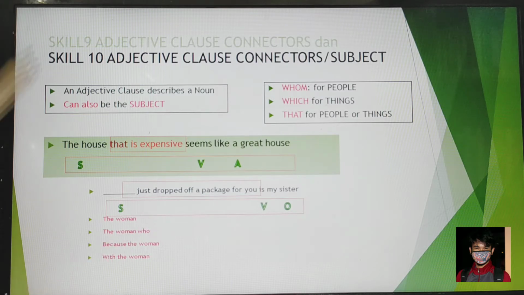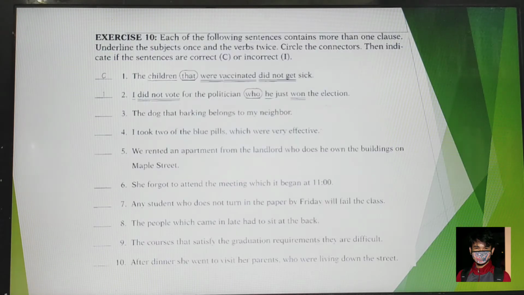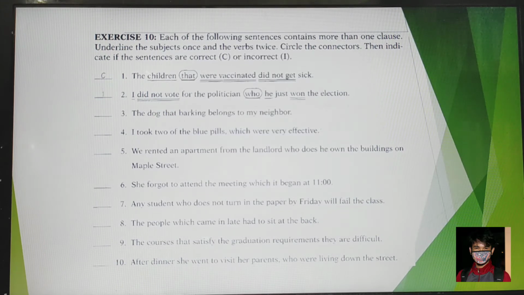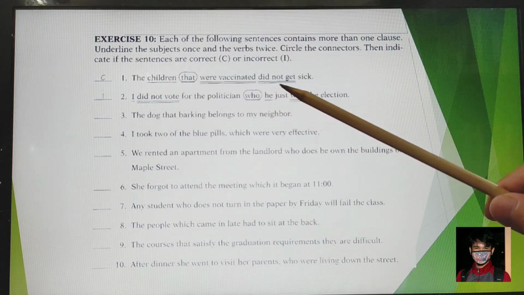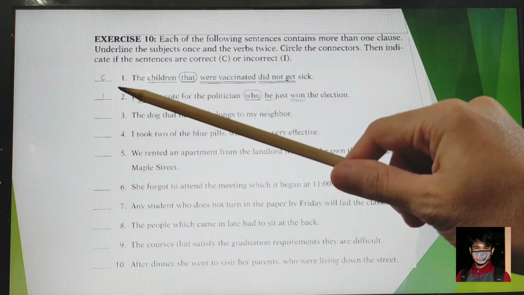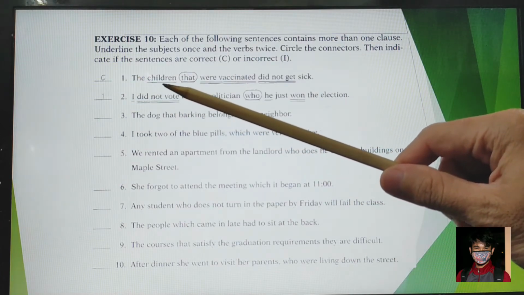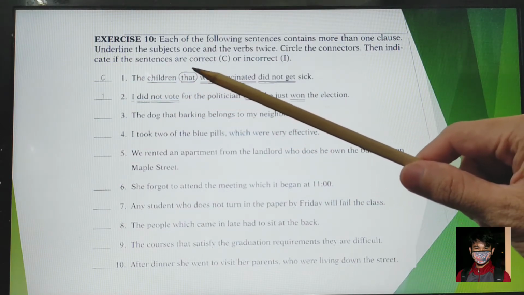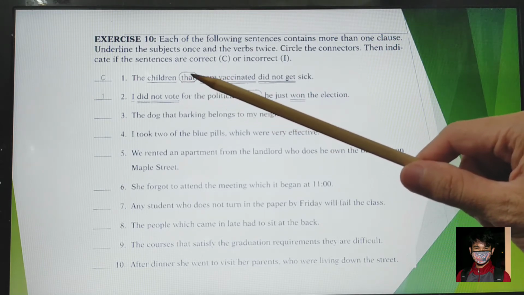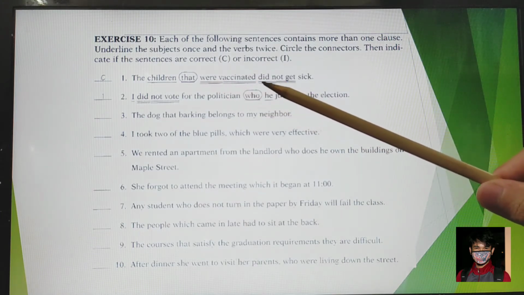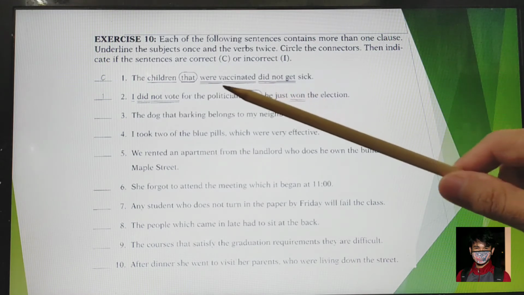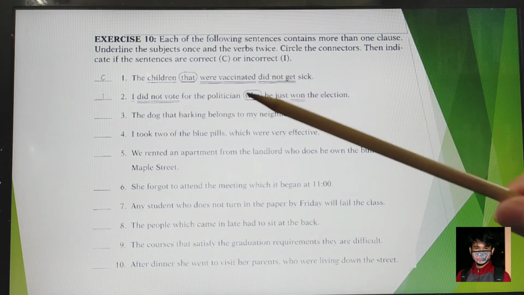Next we go to the following slide about exercise 10. You have to identify which one is correct or incorrect. For number 1, we have: the children that were vaccinated did not get sick. This sentence is correct, and you have to identify which one is the subject here. This is the subject followed by the adjective clause connector. We also have two verbs, but the point is which one is the main verb and which one is the dependent verb.